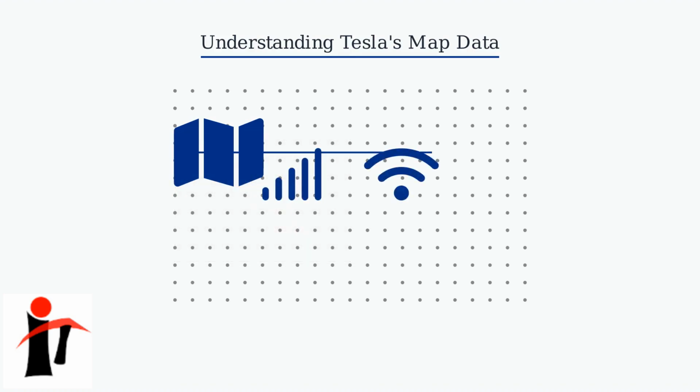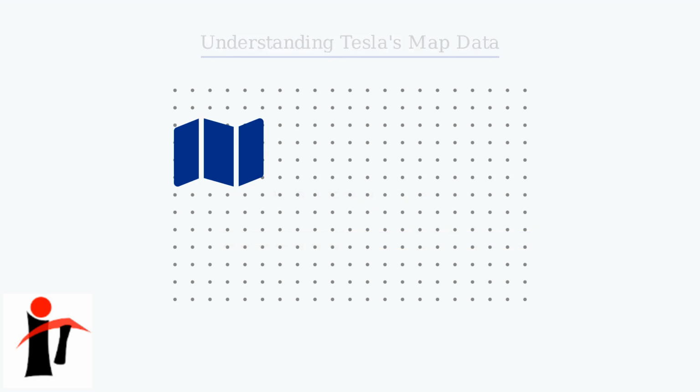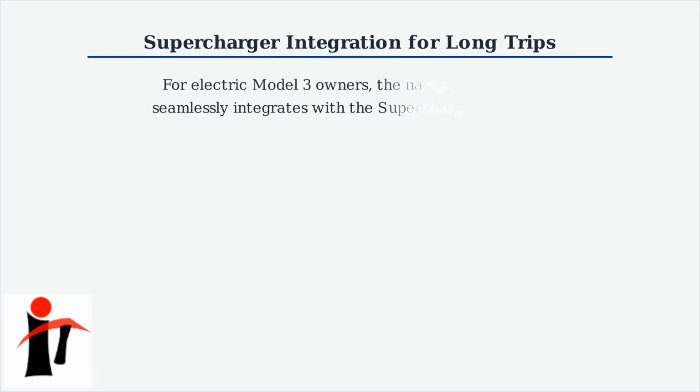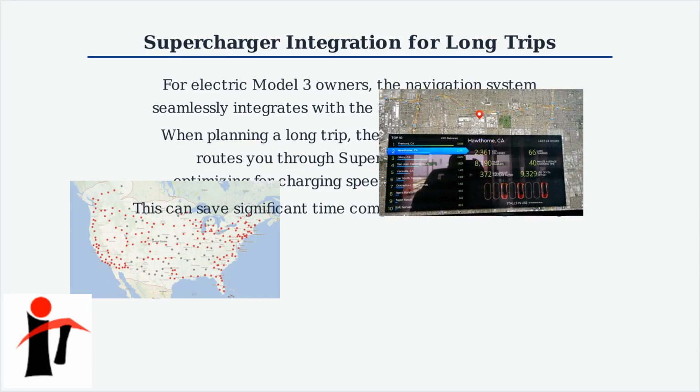The system relies on cellular or Wi-Fi connectivity for live updates and dynamic rerouting based on changing conditions. This contributes to the reported 98% accuracy rate for route predictions. For electric Model 3 owners, the navigation system seamlessly integrates with the supercharger network. When planning a long trip, the system automatically routes you through supercharger stations, optimizing for charging speed and battery levels. This can save significant time compared to manual planning.